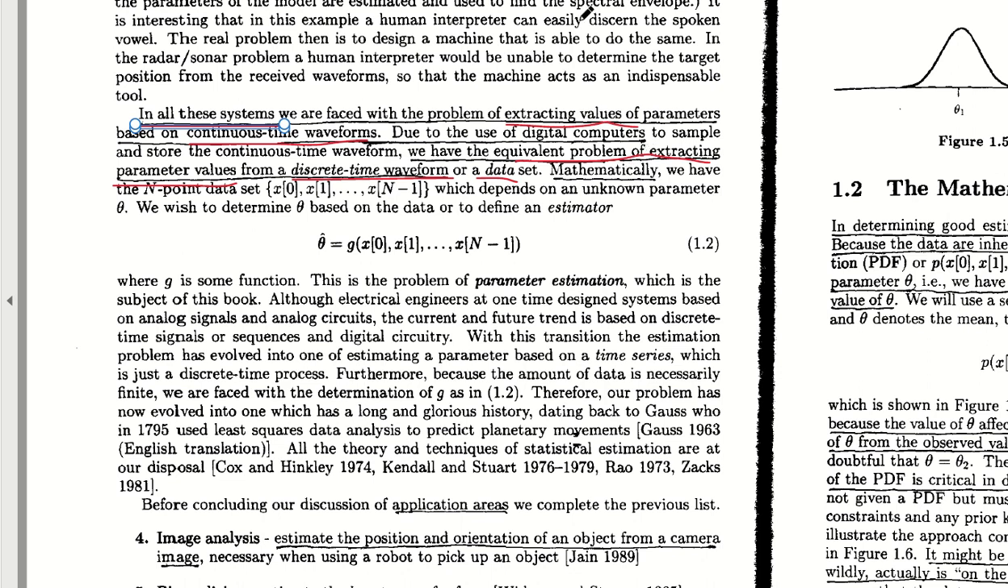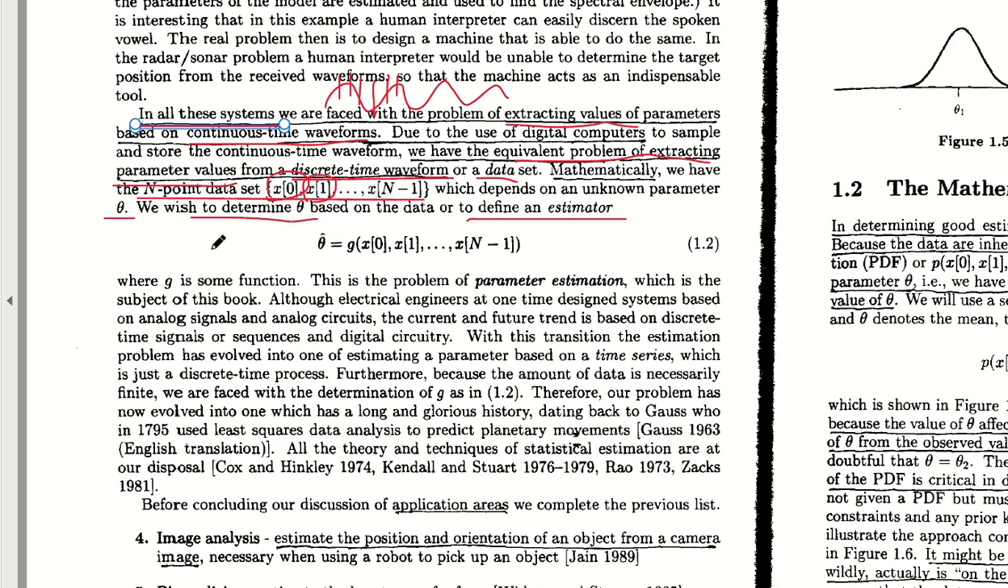So mathematically, we have the N-point data set. So it's a continuous waveform, and then sampled at discrete time instants, step by step. So you get discrete time samples x0 and x1 all the way to the time index n-1, which depends on an unknown parameter theta. We wish to determine theta based on the data, or to define an estimator.